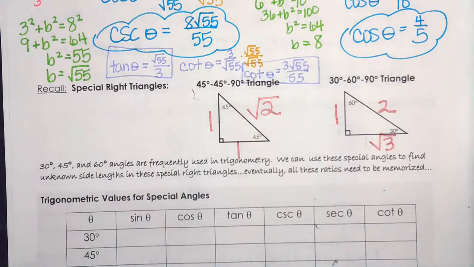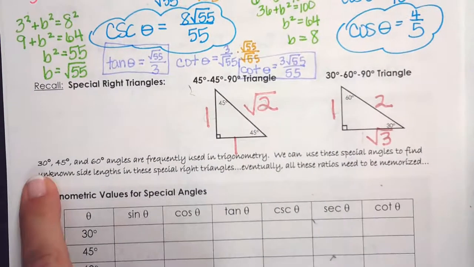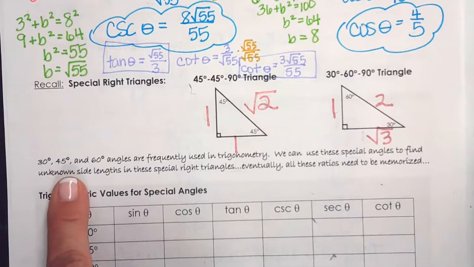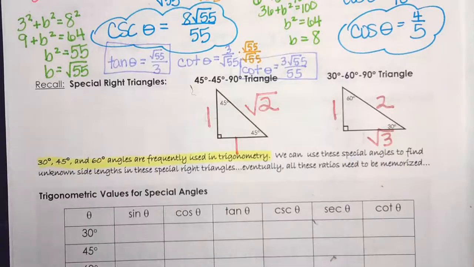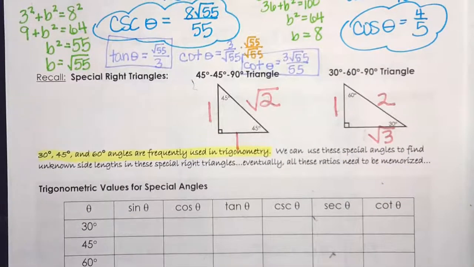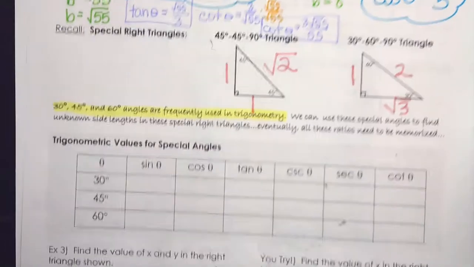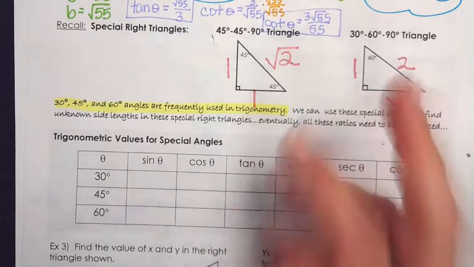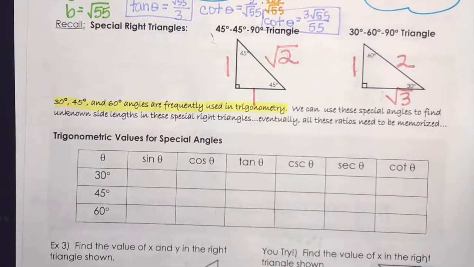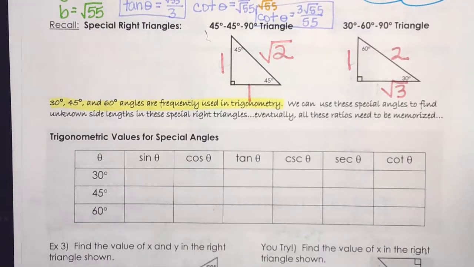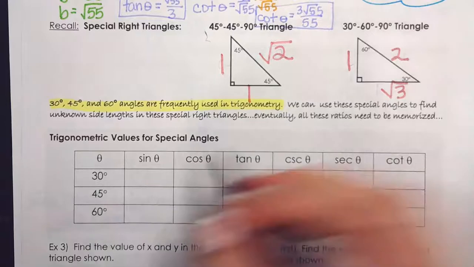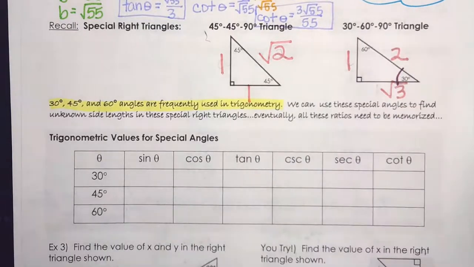So in what's coming up in the rest of this unit, 30 degrees, 45 degrees, and 60 degrees are angles that are frequently used in trigonometry. We can use these special angles to find unknown side lengths in these special right triangles. We're going to fill in this table. Eventually, these are all going to be memorized, not before the quiz this week, but that's what we're going to be working towards in Unit 8B. So let's just start with 30 degrees. I'm going to mark this 30 degrees.